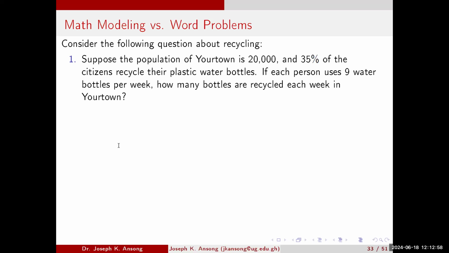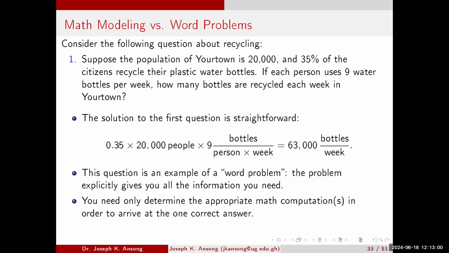Okay, so this is easy to calculate. Take 35% of 20,000, and 9 bottles per person per week, so multiply by 9. So 35% of 20,000 times 9 bottles per person per week. And that gives you this amount, which is 3,000 bottles per week. Okay? So this is an example of a word problem. It's not a modeling problem. That's a word problem.